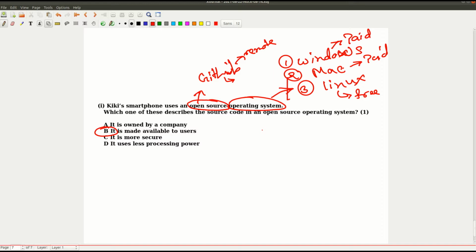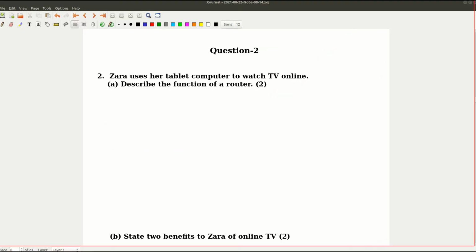Okay, so this is the end of question 1. Move to question 2. It says that Jara uses her tablet computer to watch TV online. Describe the function of a router. Okay, so a router is the device that provides the Wi-Fi. So this is our router.